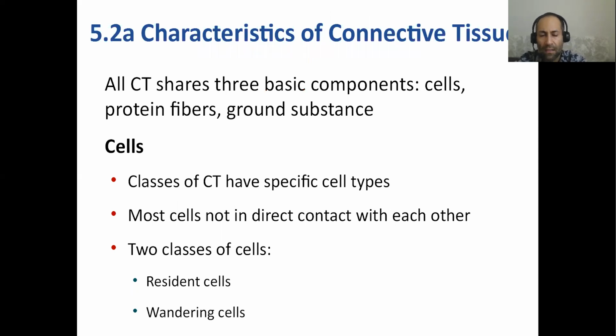All right, so here we're looking at some of the characteristics of connective tissue. We're going to take a look at cells and what is called ground substance here. So the three basic components that all connective tissue have, and we're moving on to connective tissue from epithelial tissue, are cells, protein fibers, and then ground substance. So you have to remember these three components of all connective tissue.